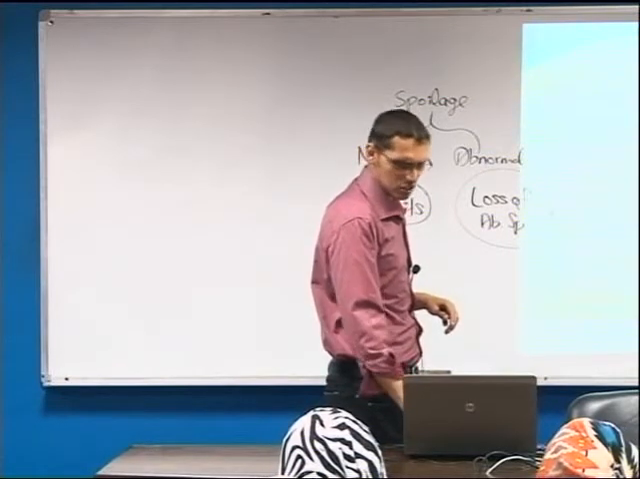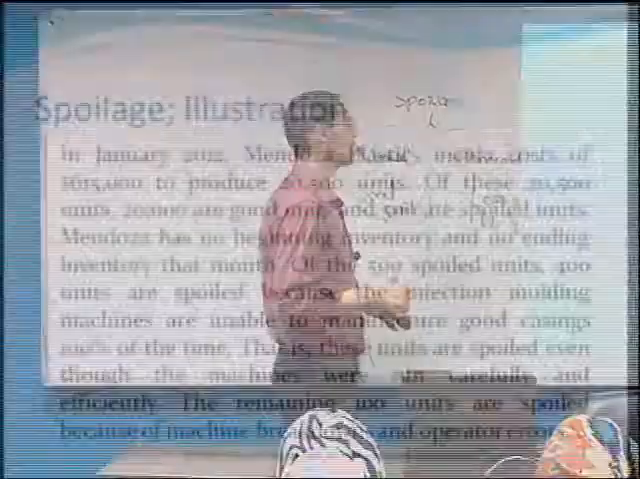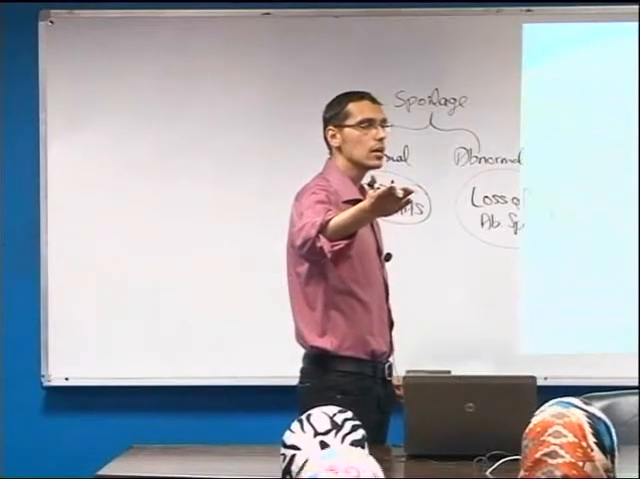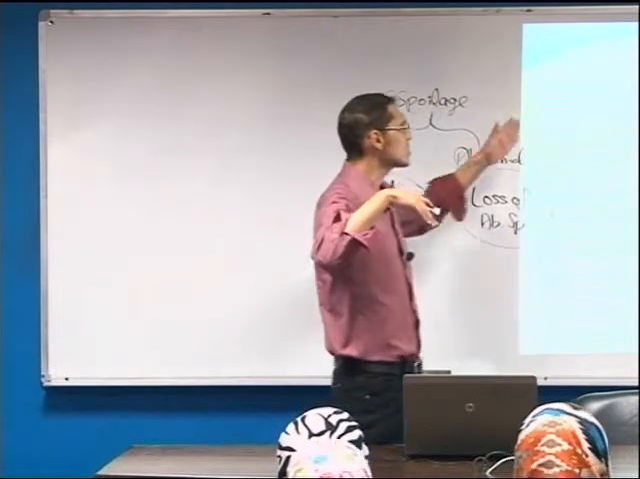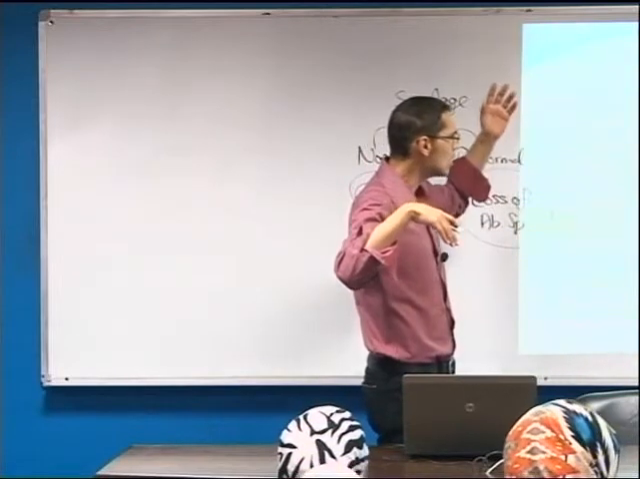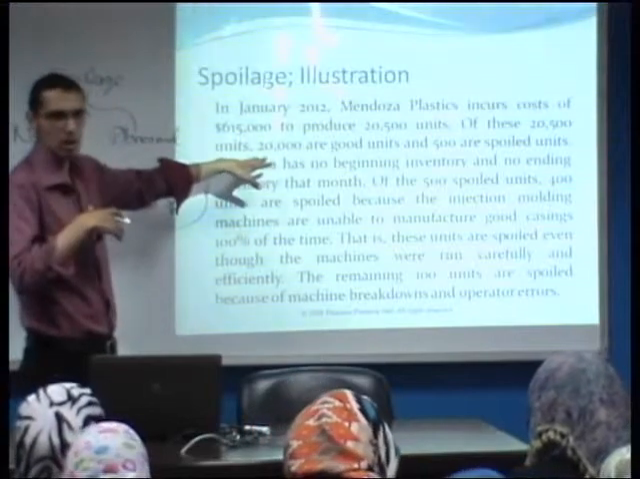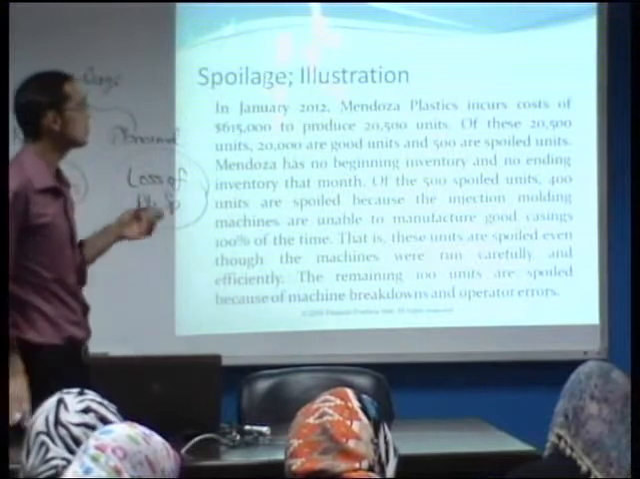Let us take a quick illustration. In January 2012, Mendoza Plastics incurs cost of $615,000 to produce 20,500 units. Of course, if I'm not going to account for the spoilage, we are going to divide the 615,000 by the good units, not the 20,500, but the 20,000.